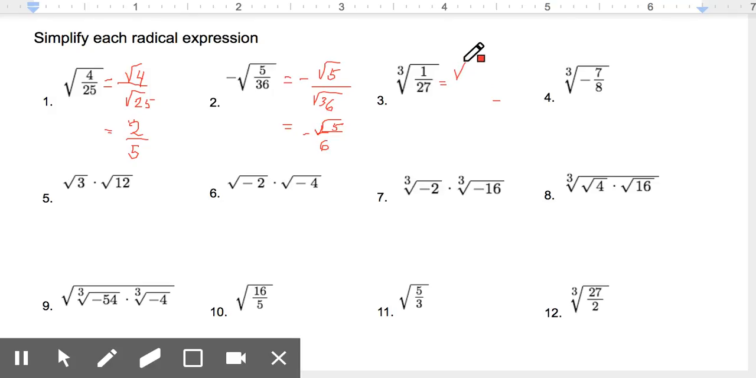So here we can rewrite this as cube root of 1 over cube root of 27. Then cube root of 1 is 1. Cube root of 27 is 3.